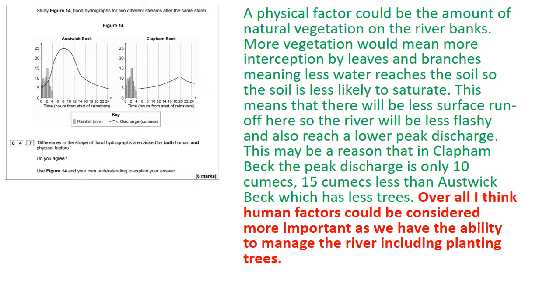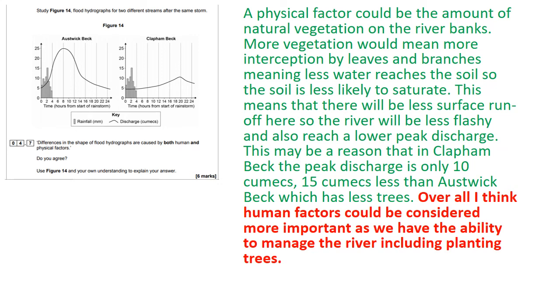It will also reach a lower peak discharge, and hopefully you can see that in Clapham Beck, which is the example I've used here. I've said it's 15 cumecs lower than Oswit Beck. I actually think it's 14 cumecs when I look at it again. So always just check those graph figures carefully.